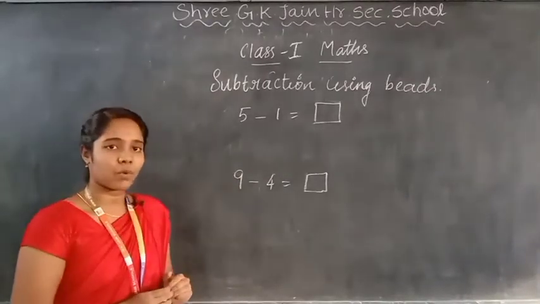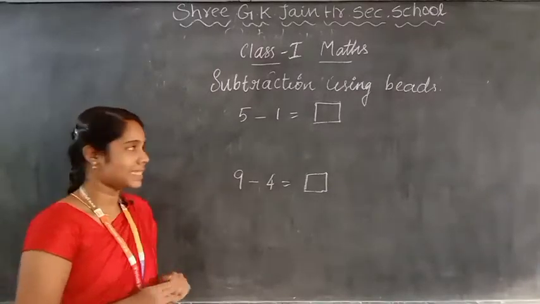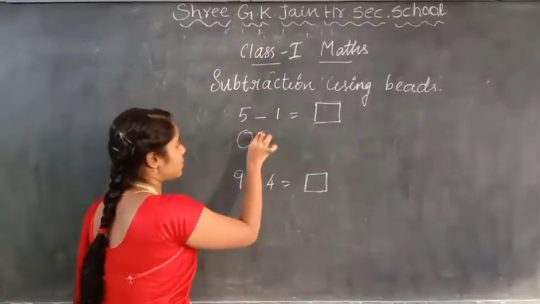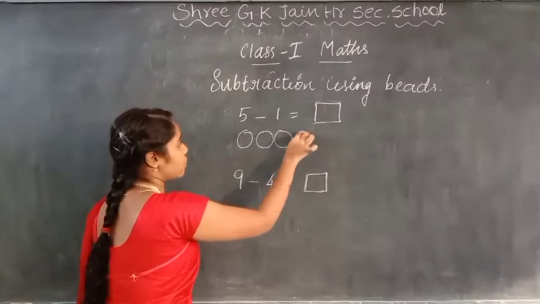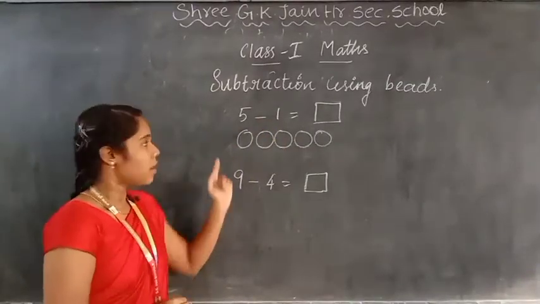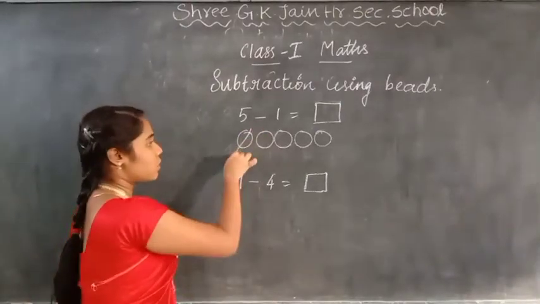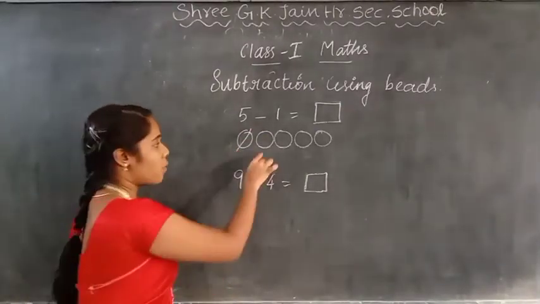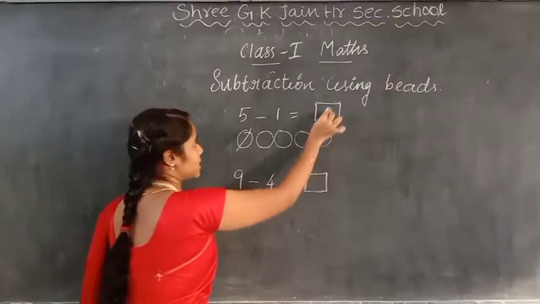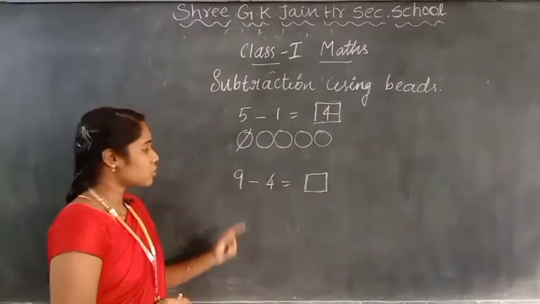In the previous sum we subtracted using lines, so we drew lines. Now we are going to draw beads. So 5 is the number. How many beads should we draw? 5 beads. 1, 2, 3, 4, 5. How many beads should we subtract from it? 5 minus 1. So 1 bead we have to subtract. Shall we cancel it out? So we cancel it out. How many beads are remaining here? 1, 2, 3, 4. So what is the answer? 5 minus 1 is equal to 4. Right?